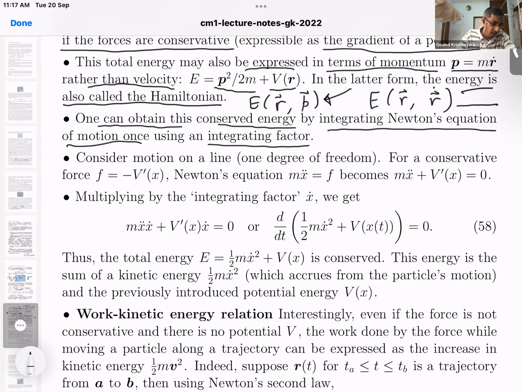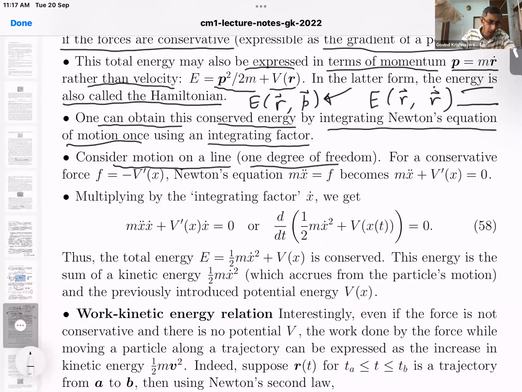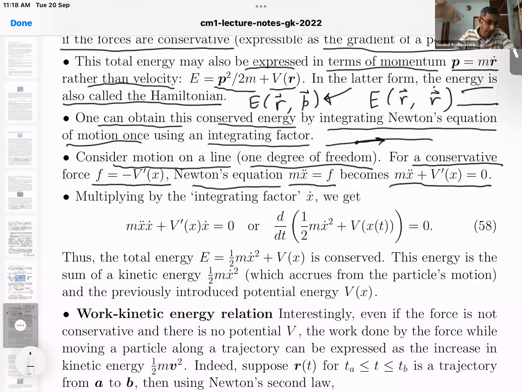For simplicity, consider motion on a line, that is 1 degree of freedom, a particle moving along a line. For a conservative force field, the force is written as minus V prime of x. I don't need all the gradient, just the ordinary derivative with respect to x. It's only one spatial coordinate. And Newton's equation of motion, which is m x double dot equal to force, becomes m x double dot plus V prime of x equal to 0. Remember, the force is minus V prime of x, and I brought it to the left hand side. So this is our equation of motion.